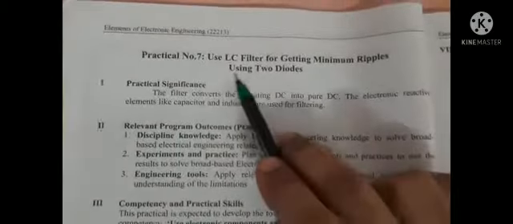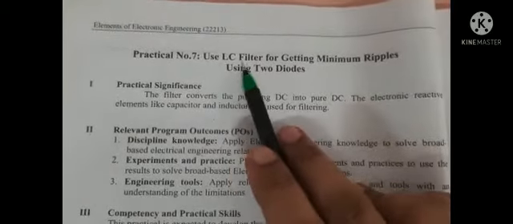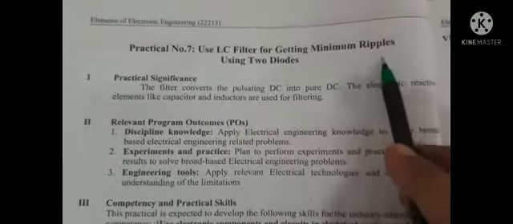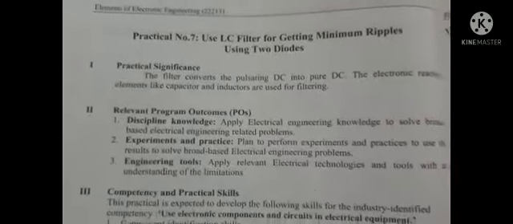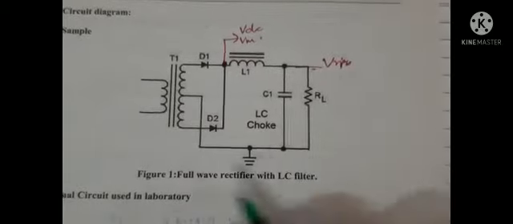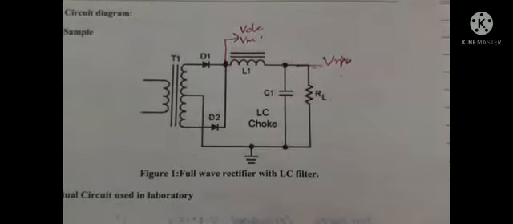Hello students, today we are going to learn practical number 7. Use an LC filter for getting minimum ripples using two diodes. For this we use two diodes. This is the circuit diagram for a full wave rectifier with LC filter.